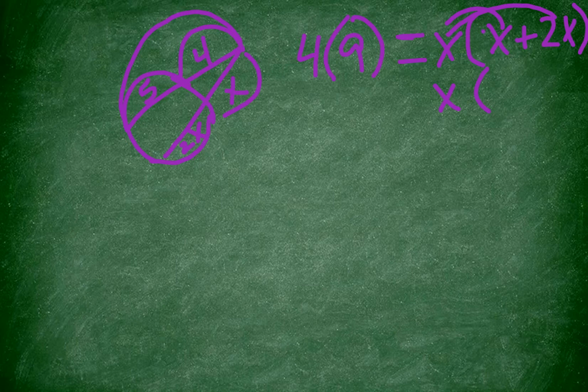So 1X, because this is an implied 1 in front, 1X plus 2X is 3X. So 3X times X is 3X squared. And then 4 times 9 is 36. So you get 3X squared equals 36. To solve that, I'm going to divide both sides by 3. I get X squared equals 12.